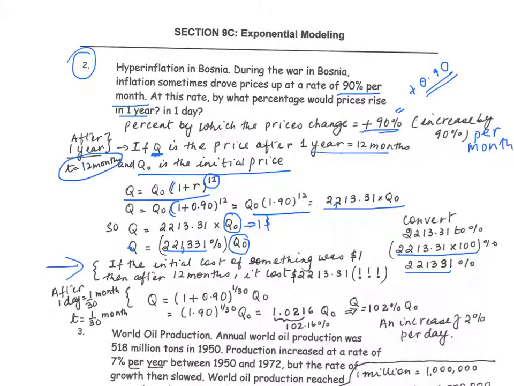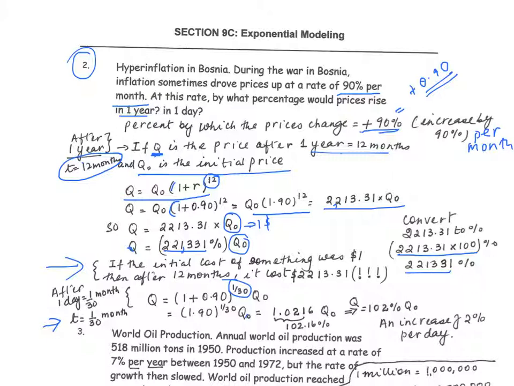Similarly, if we had to figure out the price in 1/30th of a month, we plug in all the numbers just the way it is with the time equals 1/30th of a month, which is really 1 day. We need to keep the units consistent. Since the rate is given as a percentage per month, we need to change any sort of time unit to a month. So 1 day would be 1/30th of a month. So this is equal to 1.90 to the 1/30th of Q naught, which is equal to 1.0216 Q naught.